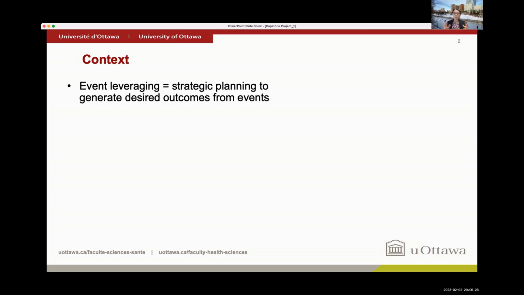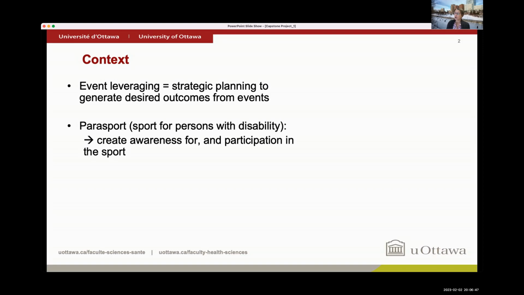What we will do, we call this event leveraging. Event leveraging means that you strategically plan to generate desired outcomes. What would you like to get out of this event? Once you've defined that, you put a plan into place to generate those outcomes. That's what event leveraging is. In the context of parasport, which means sport for persons with a disability, one desired outcome is to create awareness for these sports and also perhaps to stimulate participation in these sports.